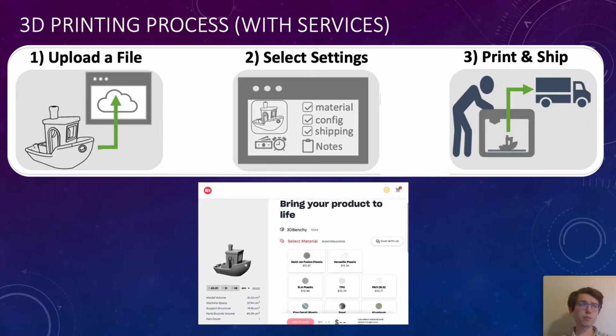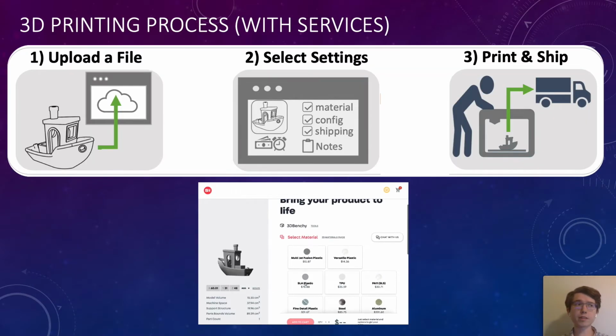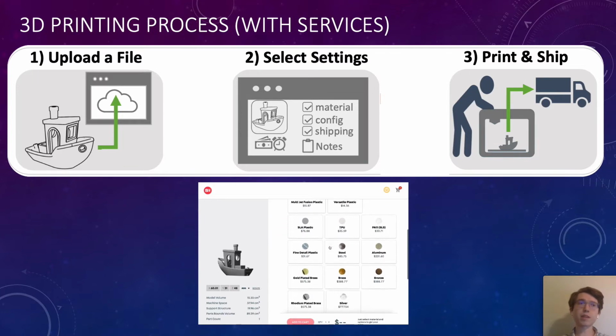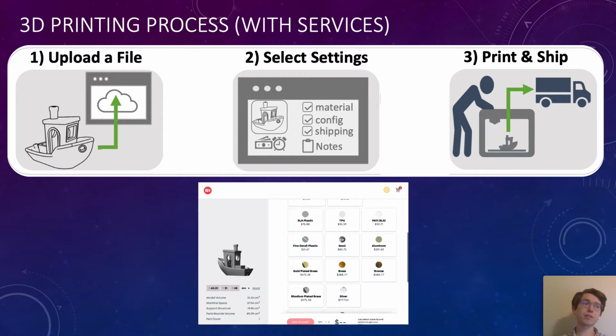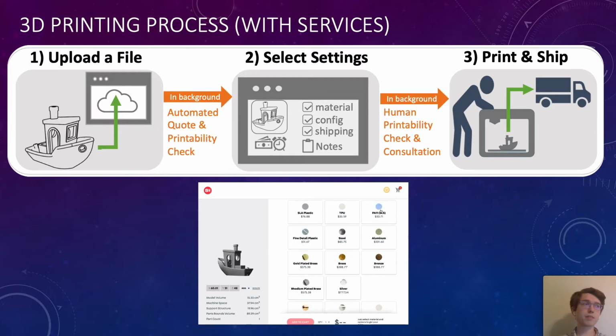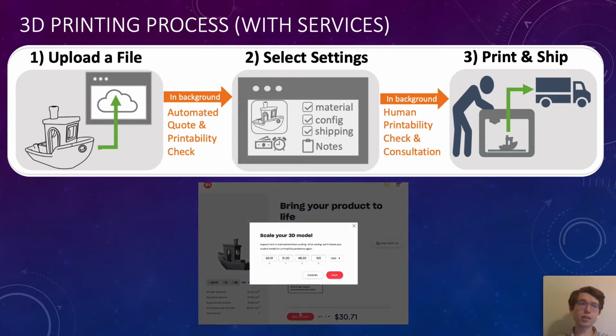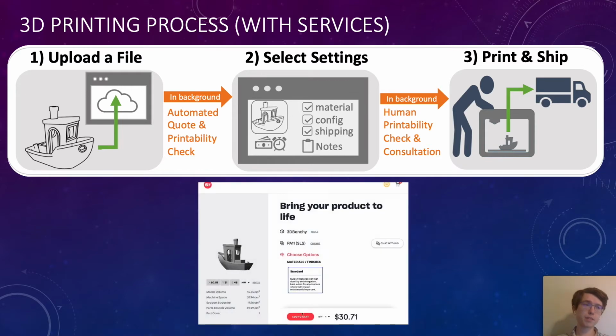So we're looking mainly at 3D printing services, where users can upload a file, select different configurations, and then have items shipped to them without ever actually having to touch the 3D printer itself. But in the background, there are automated assistants that help them check printability and different costs, and humans that, after ordering, can check through that as well as consult with the user if needed.